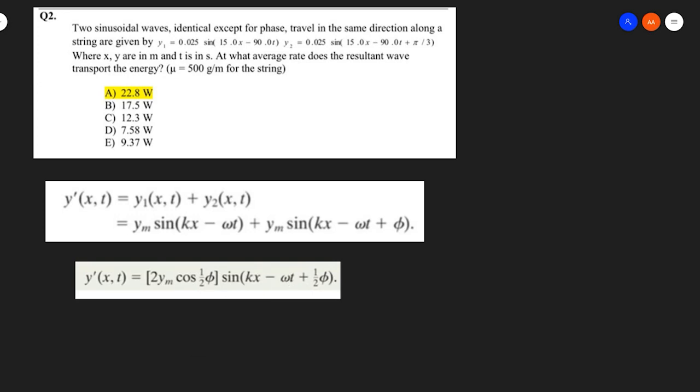So we have this. Now they want the average rate at which the resultant wave is transporting energy. So it is what we call P. We define P average is equal to 1/2 mu v omega square ym. Of course, this is the rule that you studied for a wave.